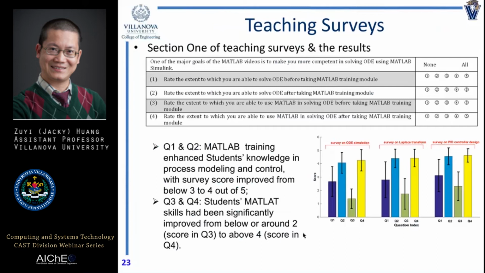The survey has 3 sections. In the first section, we try to evaluate students' improvement in the technical skills. In the second section, we want to get some feedback from the students on the inverted classroom teaching approach. And in the last section, it's more about open-ended questions, what the students like or dislike about the flipped classroom teaching approach. So now I'll show you section 1.